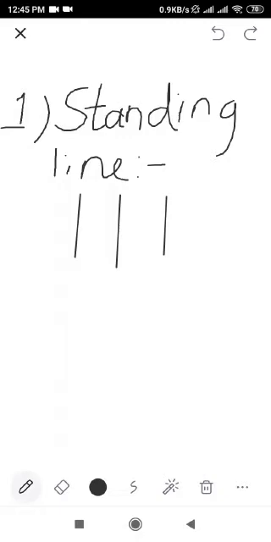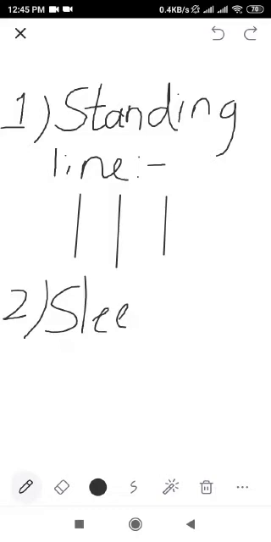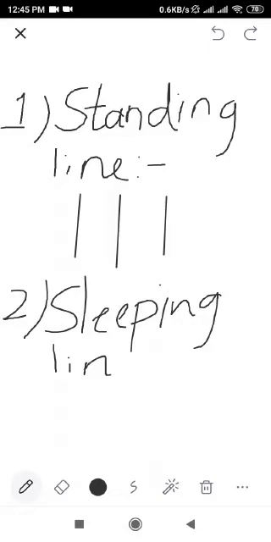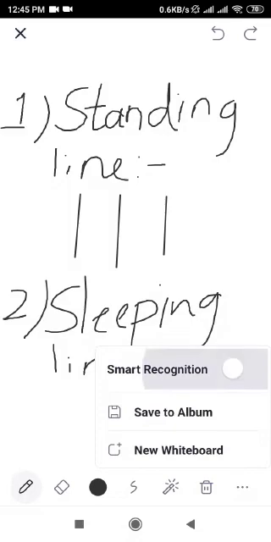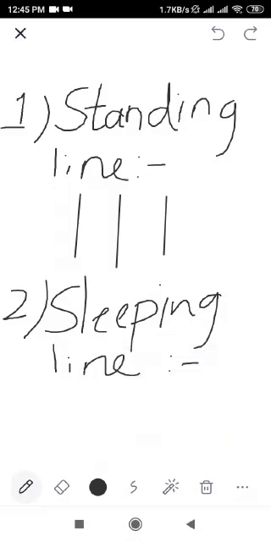The second type of line is sleeping line. So the line that is horizontal, right, is known as sleeping line. So the first one is standing line and the second one is sleeping line.